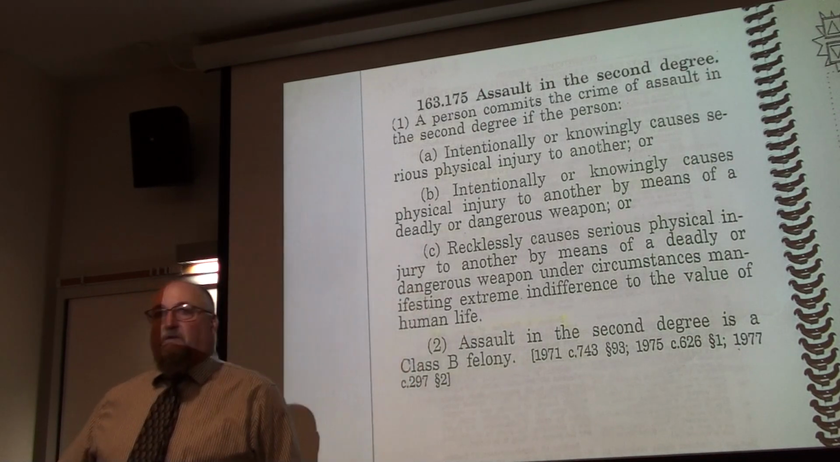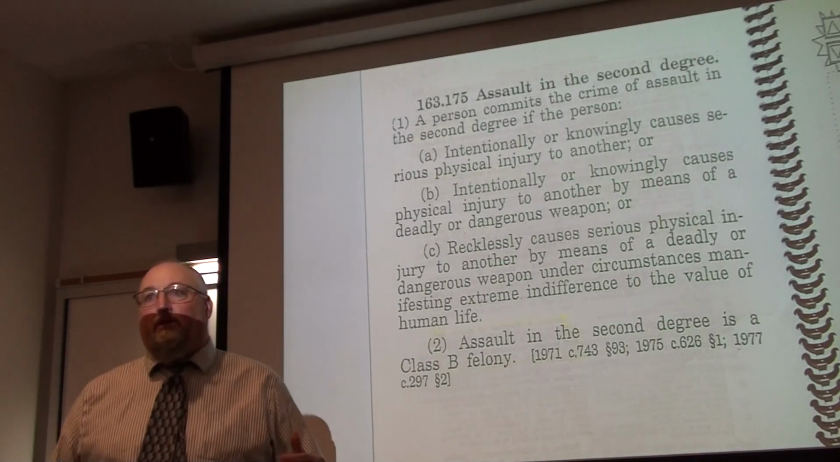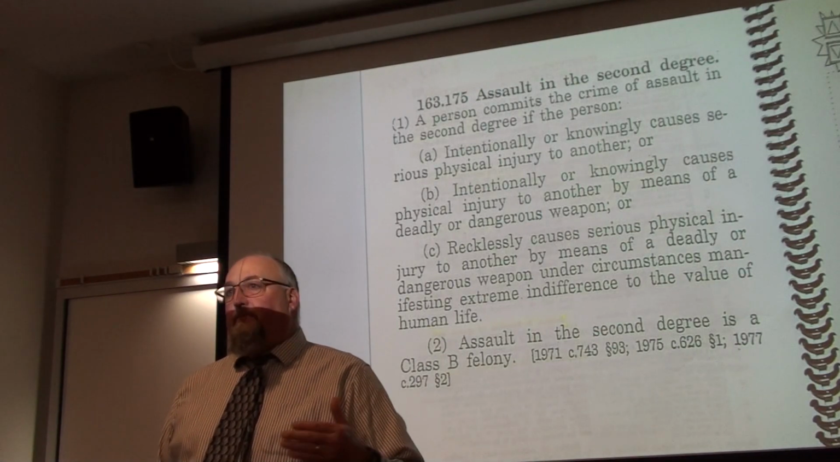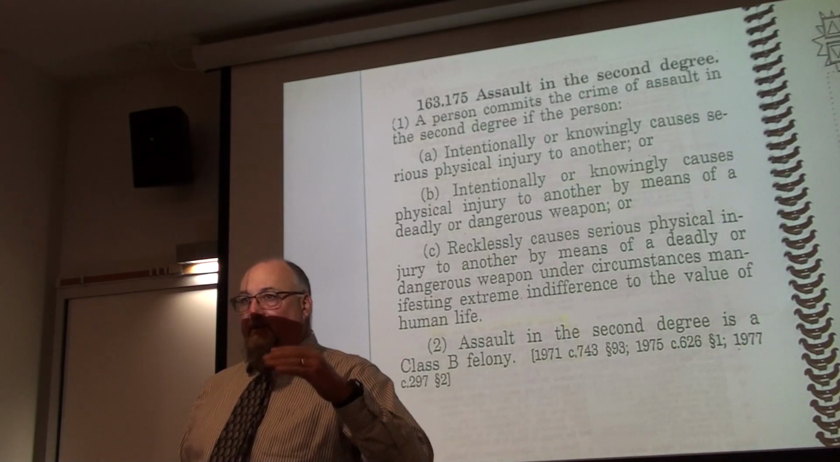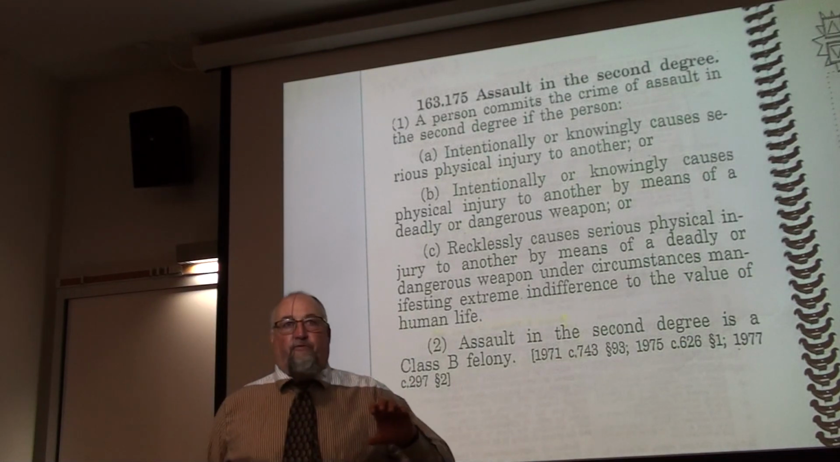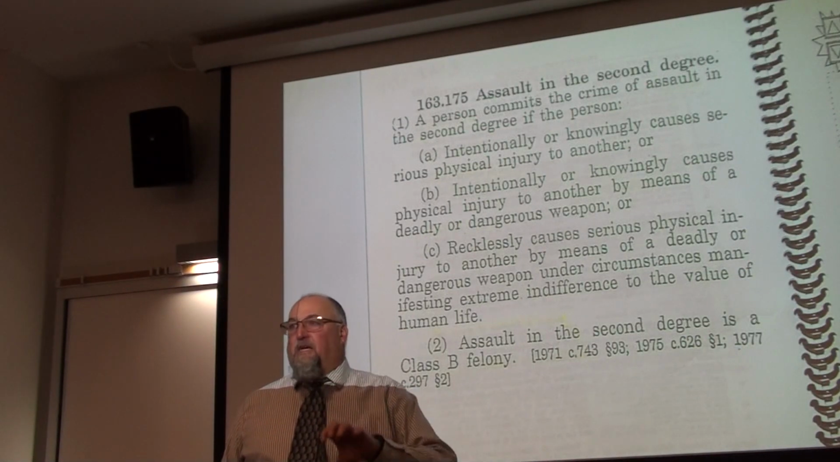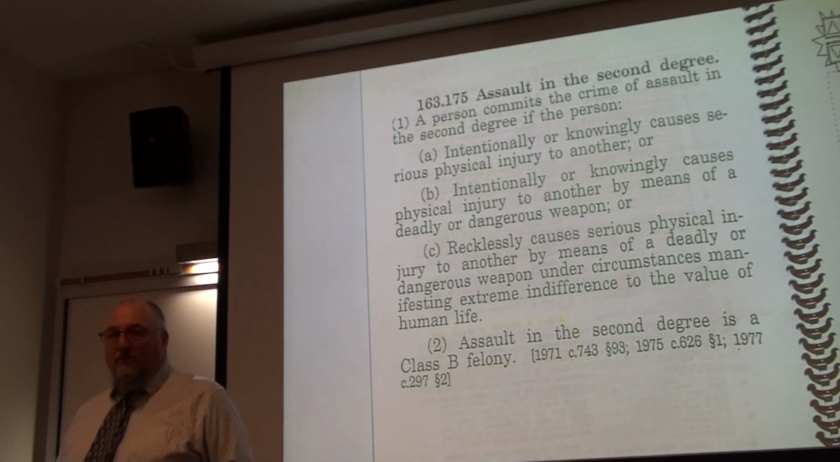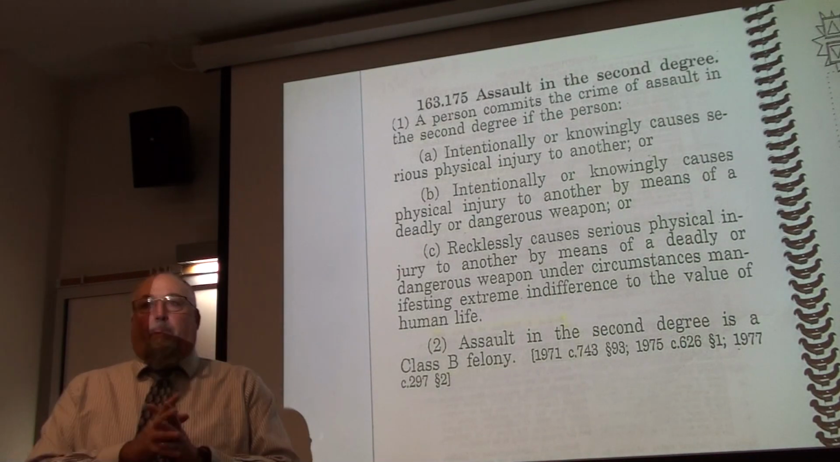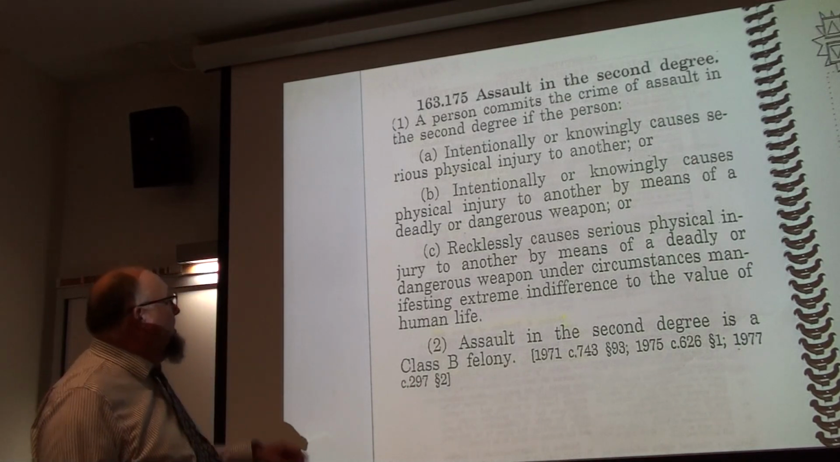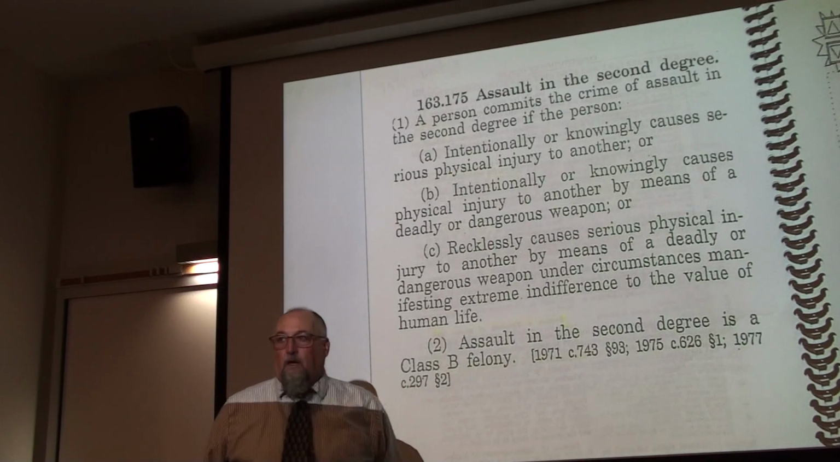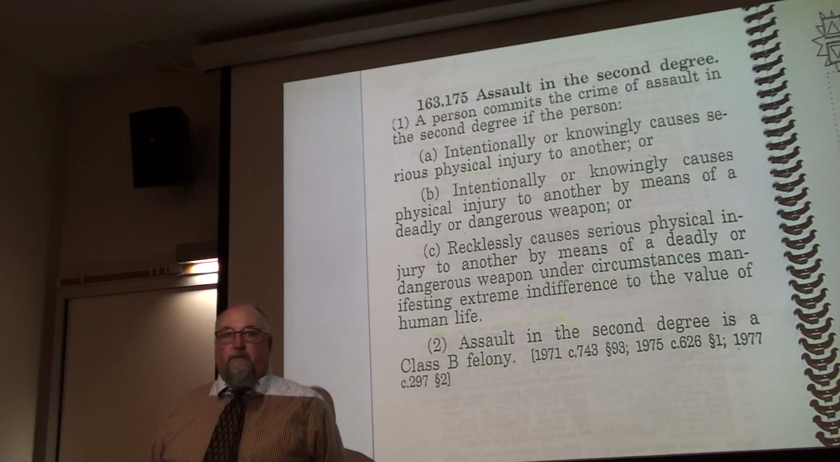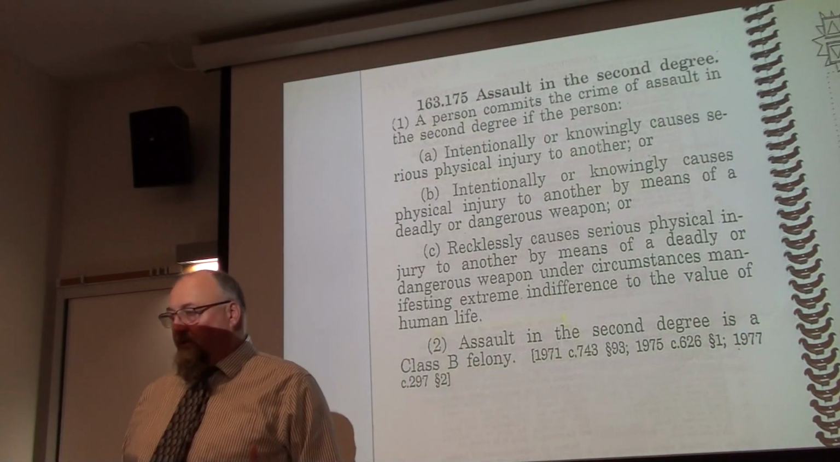So this is a substantive law because it gives us the definition of the crime of assault in the second degree. So that tells us what is the definition for that crime. That is the substance. So just to kind of give you some background there. It's a very common crime, actually. So let's take a look at it. I want to focus on letter B, which is probably the most common way that this crime occurs.